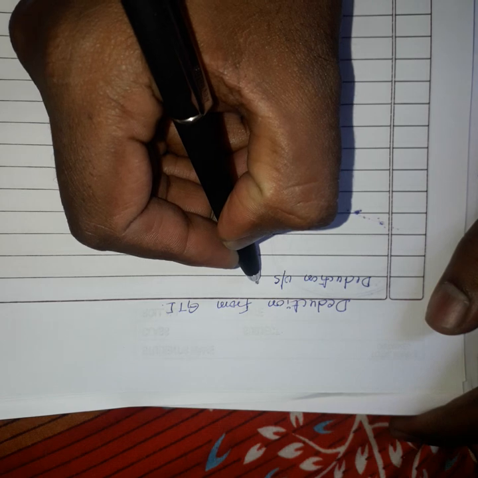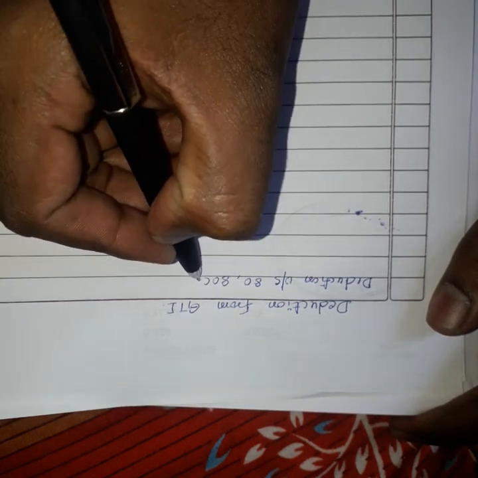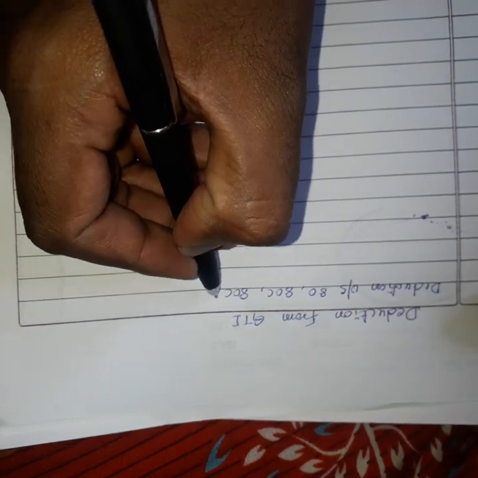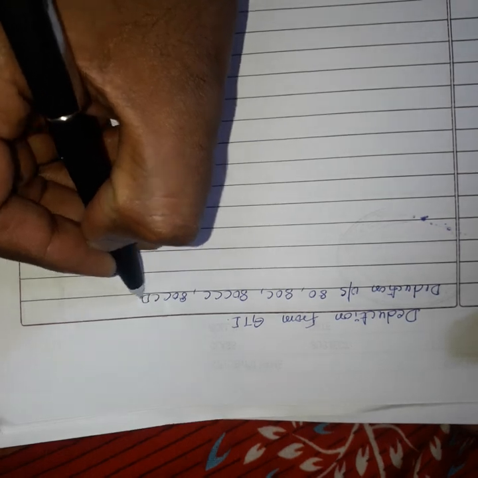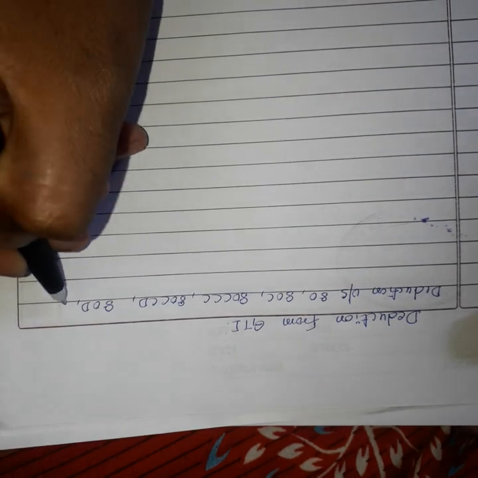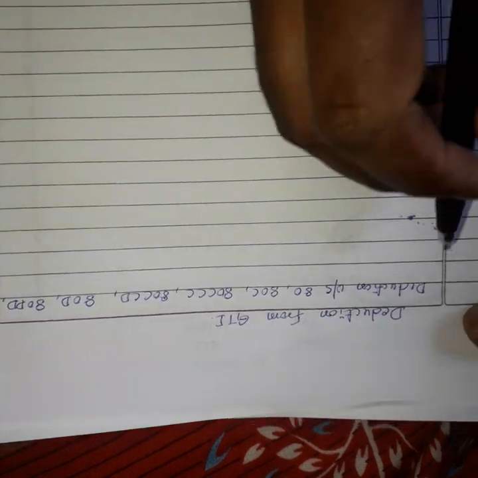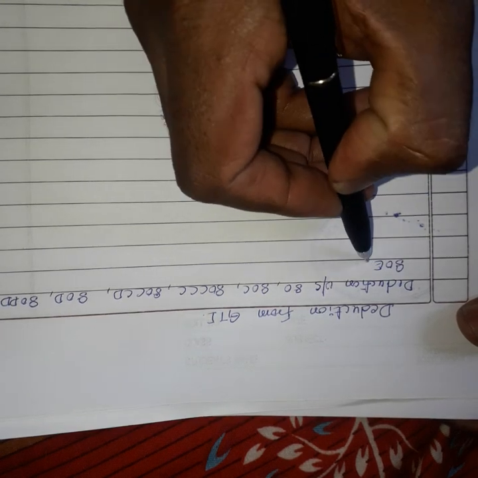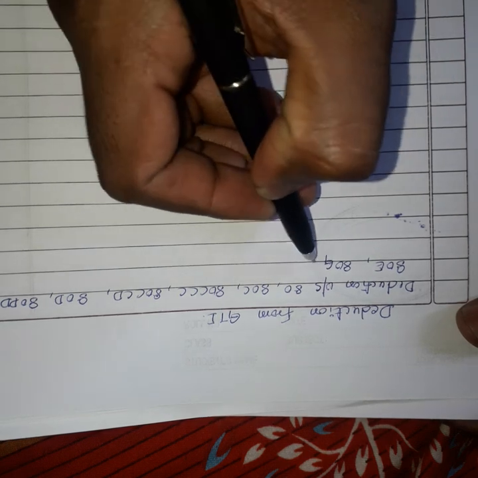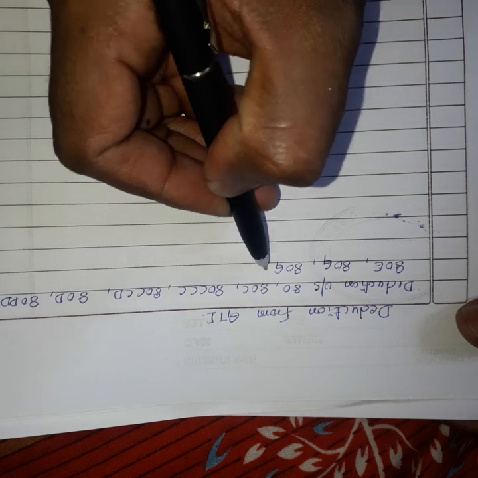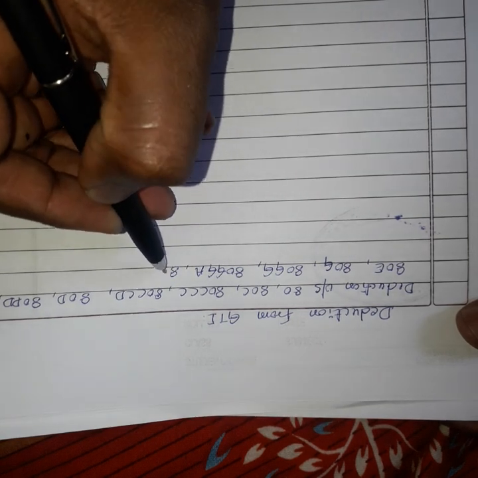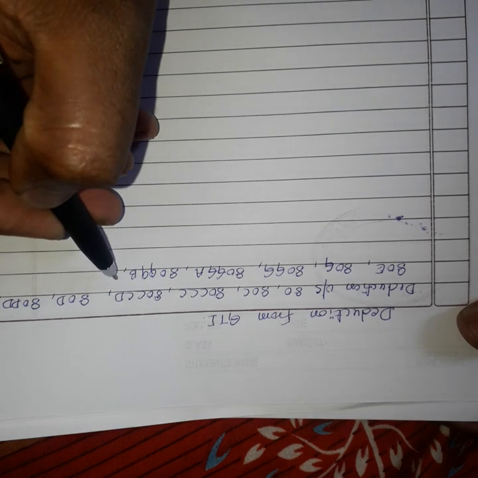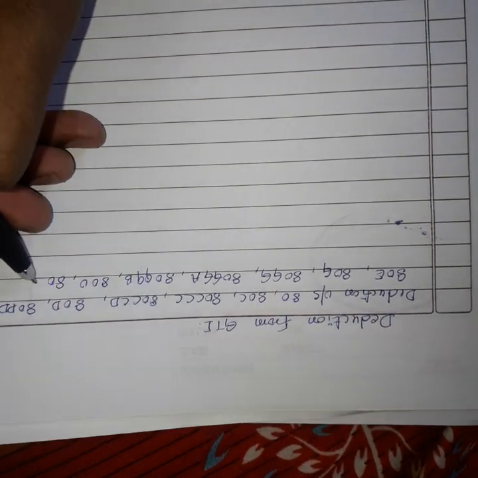Deduction under section 80C, 80CCC, 80CCD, 80D, 80DD, 80E, 80G, 80GG, 80GGA, 80QQB, 80U, and finally 80TTA.